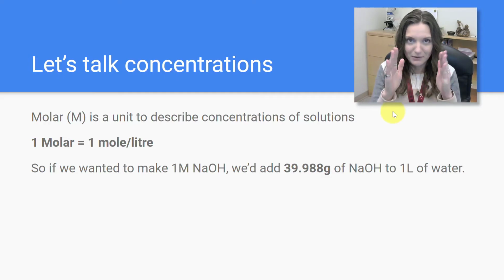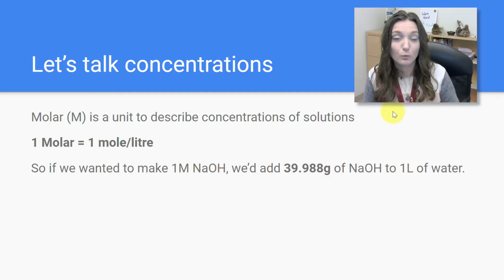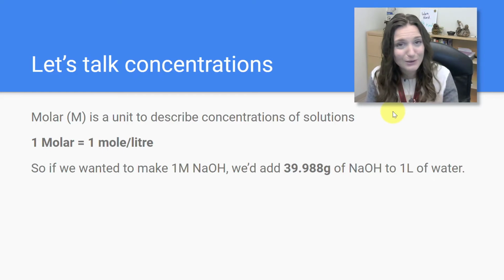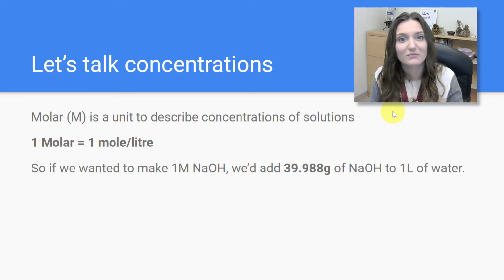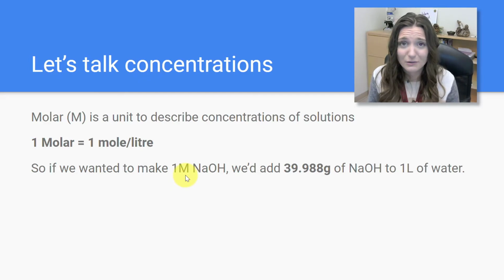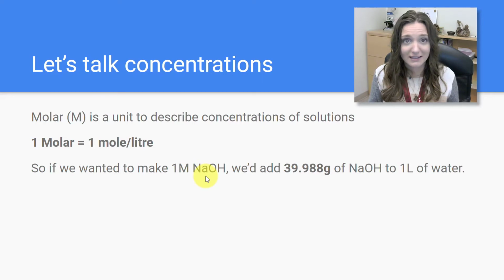So a molar, capital M, really just means we have 1 mole of something dissolved in 1 liter. Okay, so we'll have 6.022 times 10 to the 23rd particles of something per liter. Okay, so number of particles per volume. That's all that means. So if we wanted to make a 1 molar solution of sodium hydroxide, we would add 1 mole of sodium hydroxide, which we know weighs 39.988 grams, to 1 liter of water.